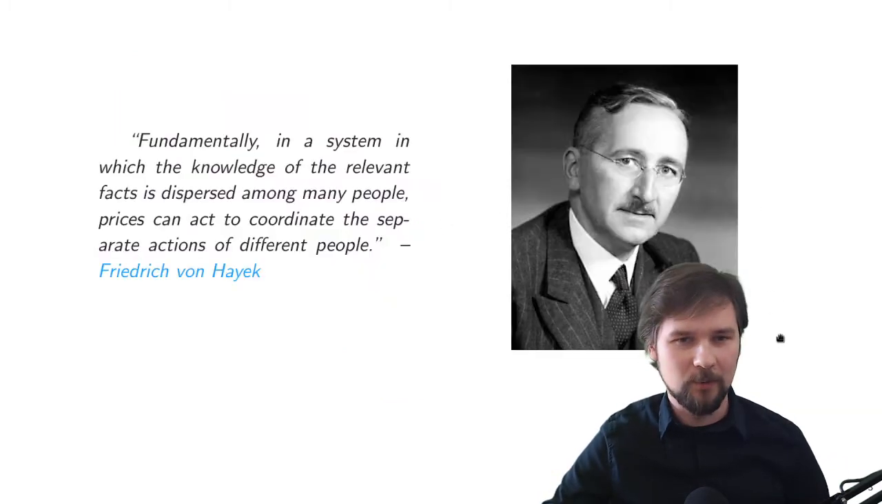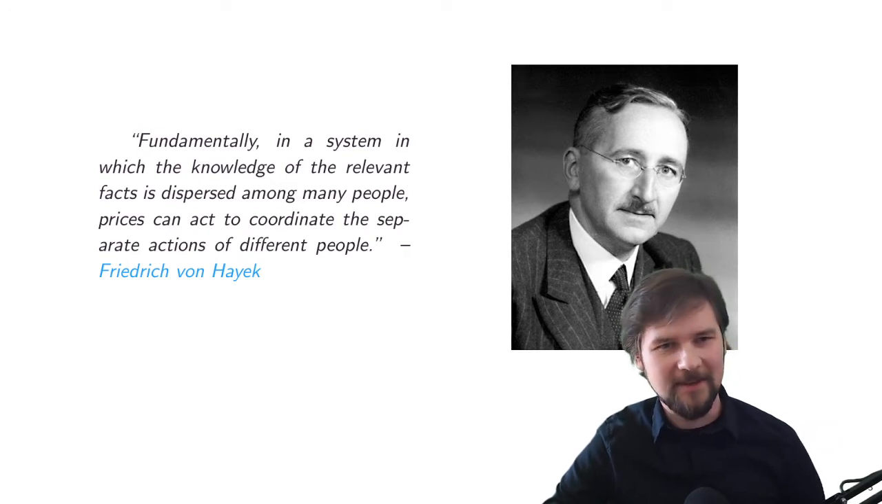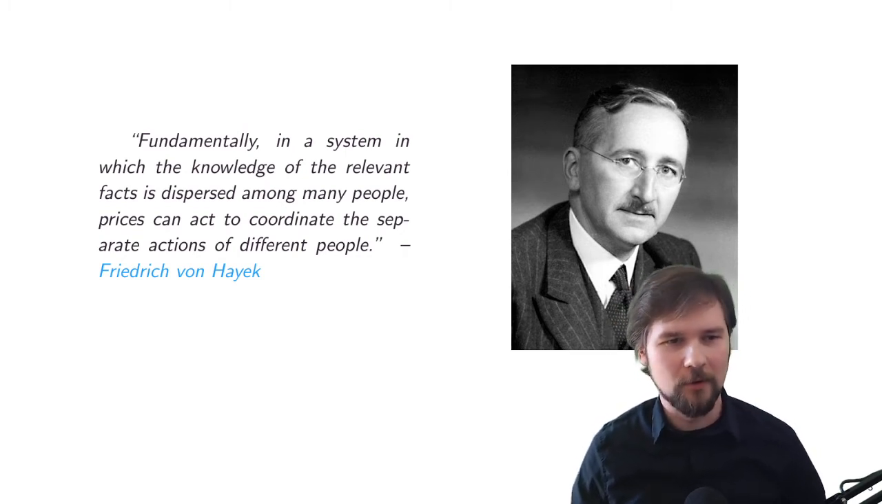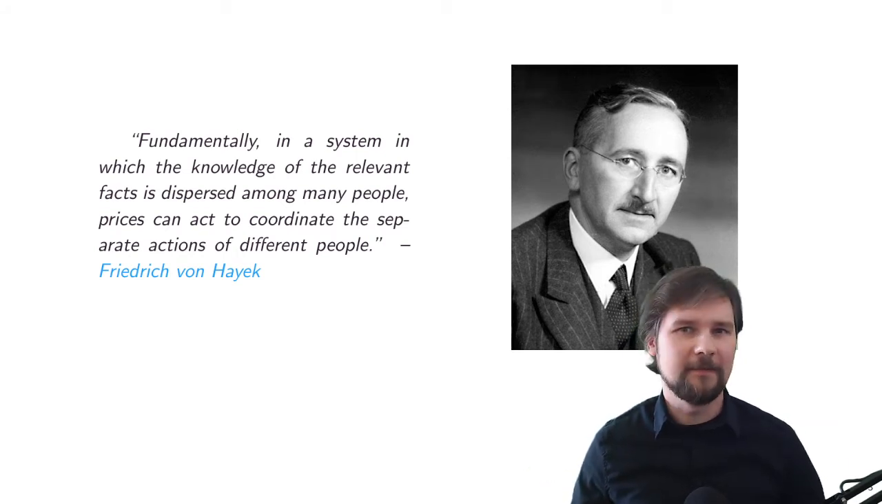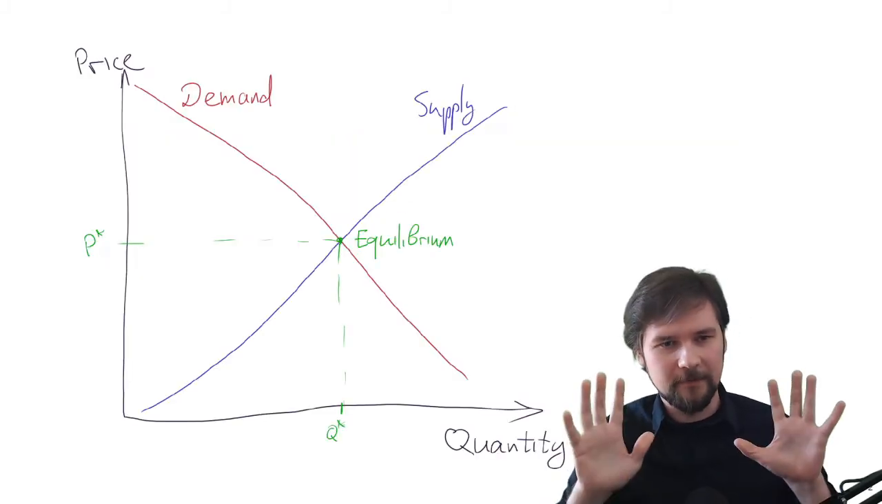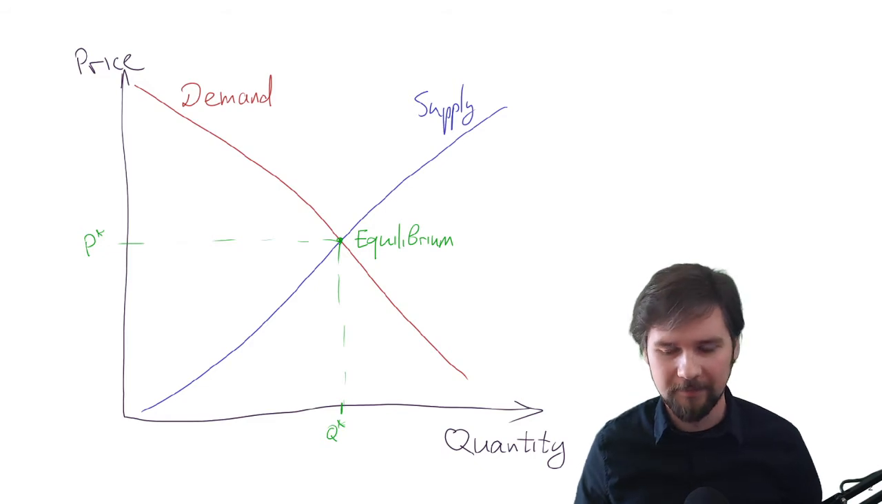And to give you a particular quote, here is one by Friedrich von Hayek from 1945-ish. He said that fundamentally, in a system in which the knowledge of relevant facts is dispersed among many different people, prices can act to coordinate the separate actions of different people. And this was the view around the middle of last century. This view was that it's enough to view things at this bird's-eye scale, that the exact way in which agents interact is not particularly relevant.